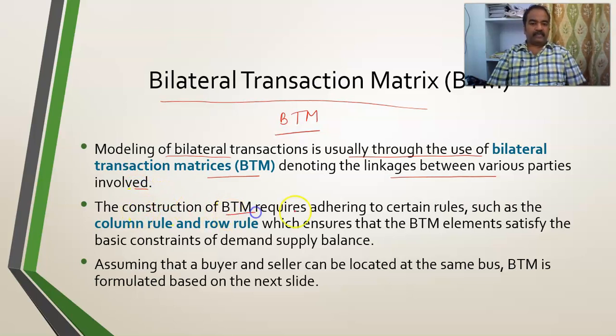The construction of the BTM requires adhering to certain rules such as the column rule and the row rule, which ensure that the BTM elements satisfy the basic constraints of demand-supply balance.